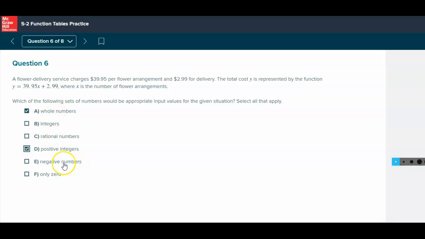Negative numbers, no, you cannot buy negative numbers. And only 0. Well, you can buy 0 bouquets. It wouldn't cost you anything, but that's not the only thing you can use. So there were only 2 correct answers to this one. Okay.